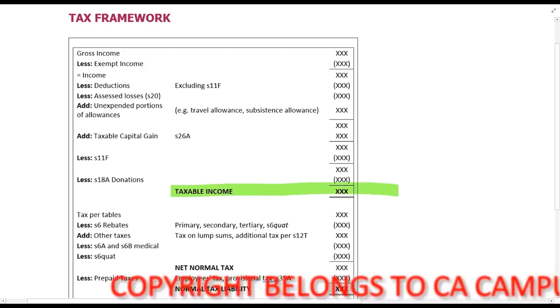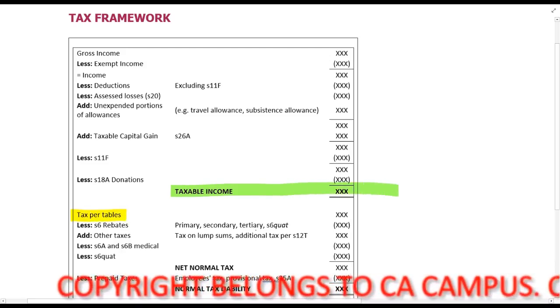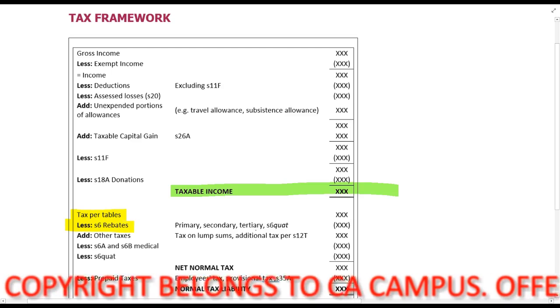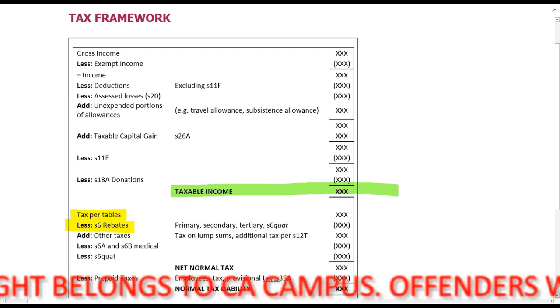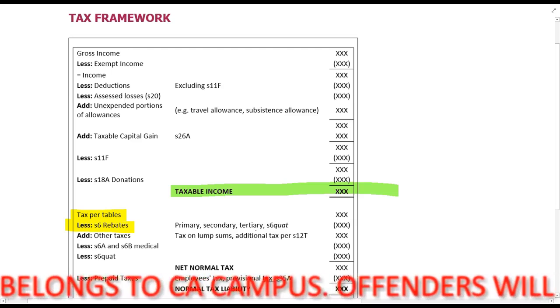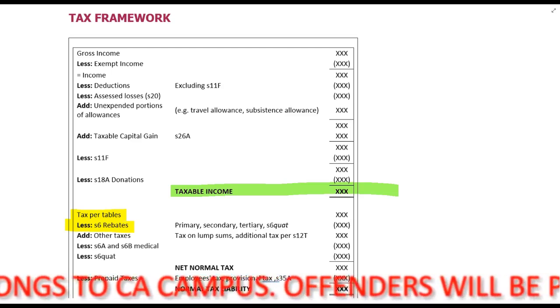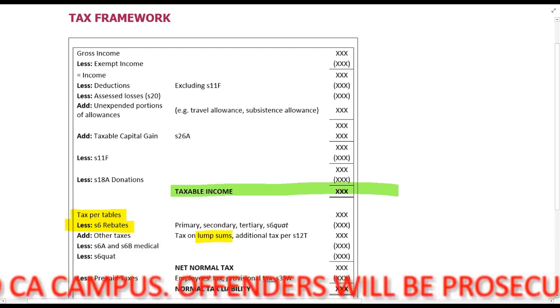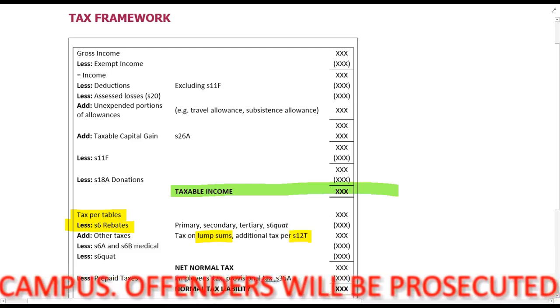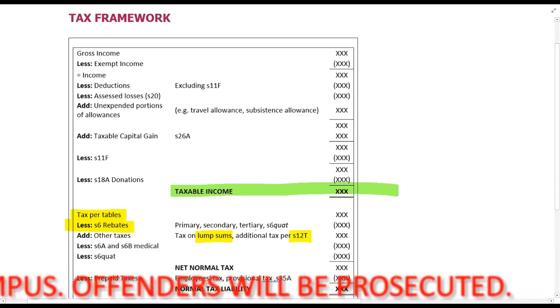We then calculate our tax by our tax tables. We deduct all our section 6 rebates, primary, secondary, tertiary, 6 quat potentially. You will then add all of your other taxes which are payable. Now pay attention here, make sure you see this is in things like tax on your lump sums and additional taxes that you need to pay under section 12T. Section 12 capital T is a tax-free investment section.